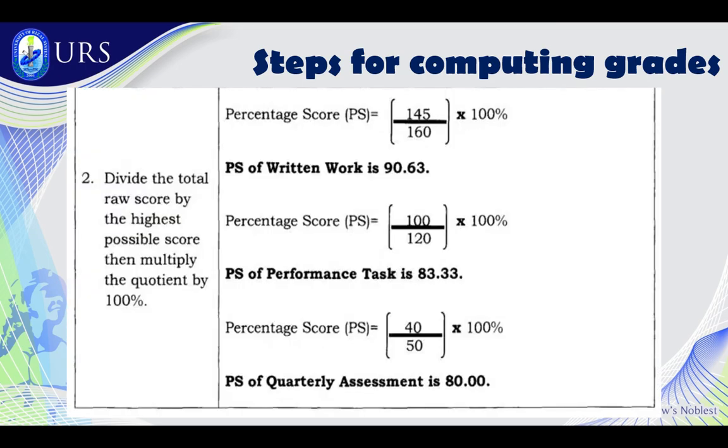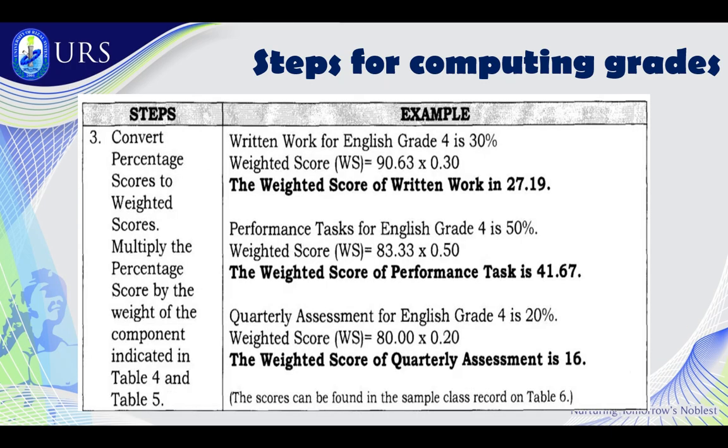So, ito po yung step number 2 na pinakita ko sa inyo kanina. So, kung ang score po ng bata is 145, ang highest possible score po is 160, so i-divide po natin yan, then times 100%. So, kung ganyan po, makakakuha po tayo ng 90.63%.